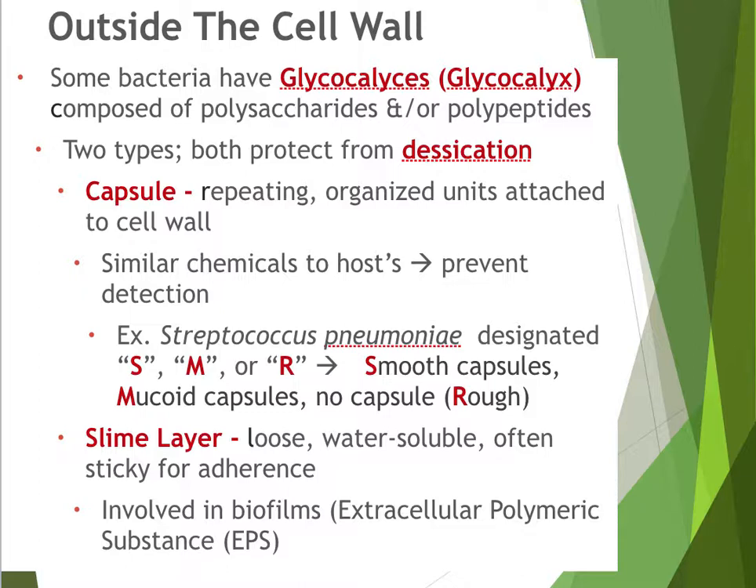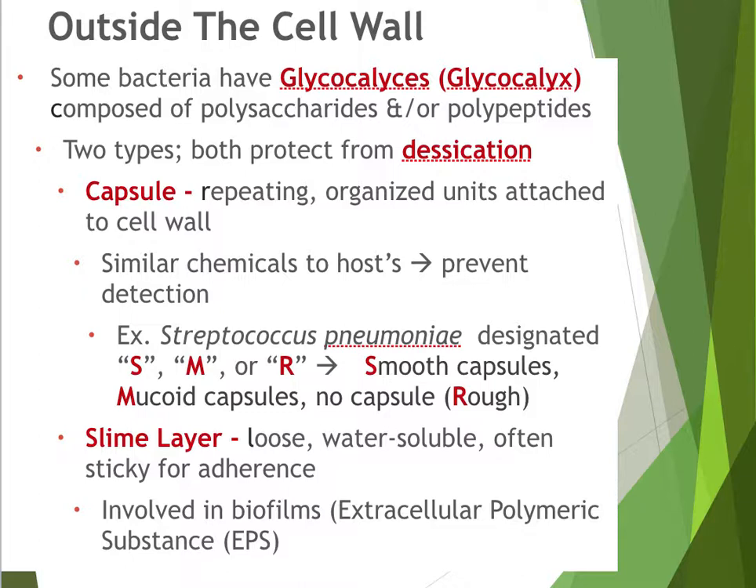Something that can be, not necessarily is, but could be on some bacteria is a glycocalyx. That glycocalyx can take two different forms. It could be in the form of a capsule, which is a really organized, repeating structure that attaches to the cell wall, or it could be a slime layer, which is a loose, water-soluble, sticky substance that we found in the biofilm when we took a look at that in Chapter 1. Now, glycocalyx is singular, glycocalyces would be plural.